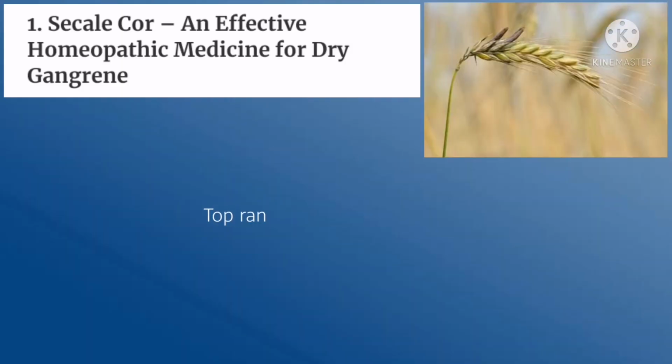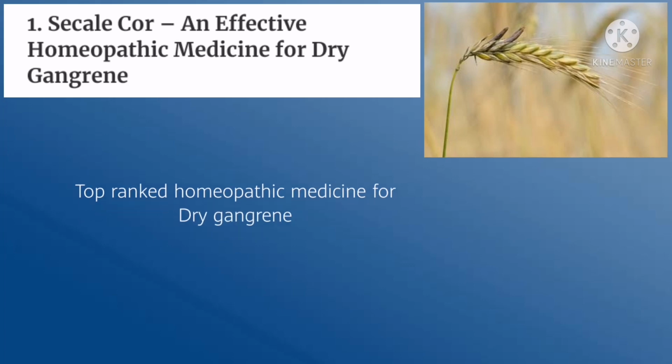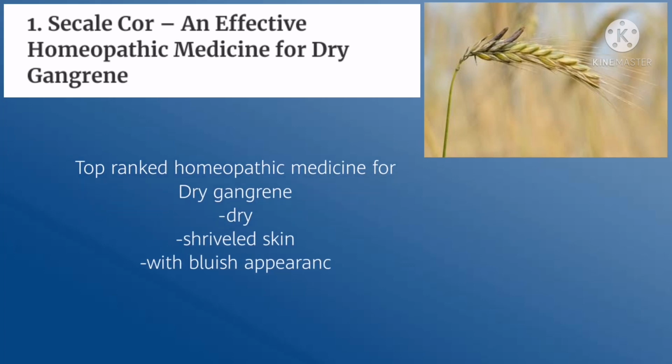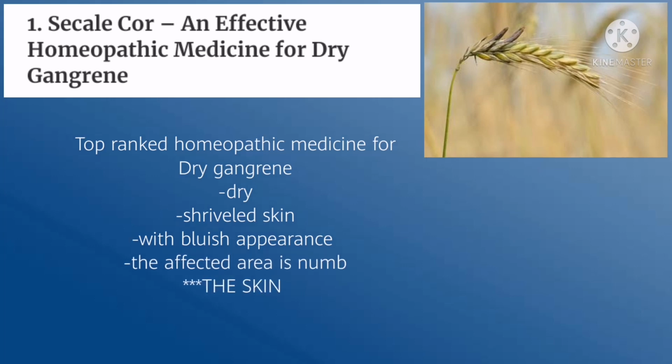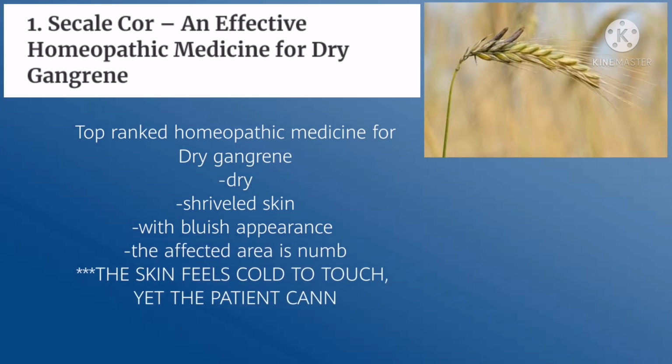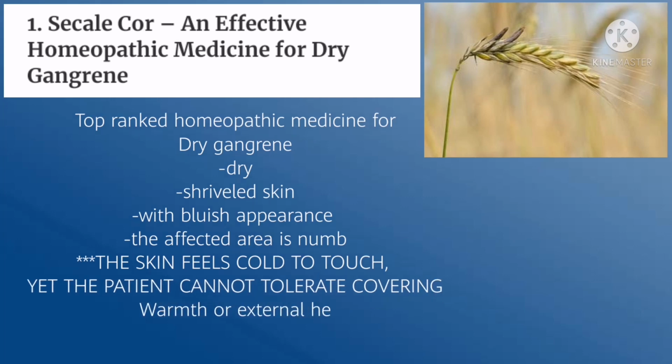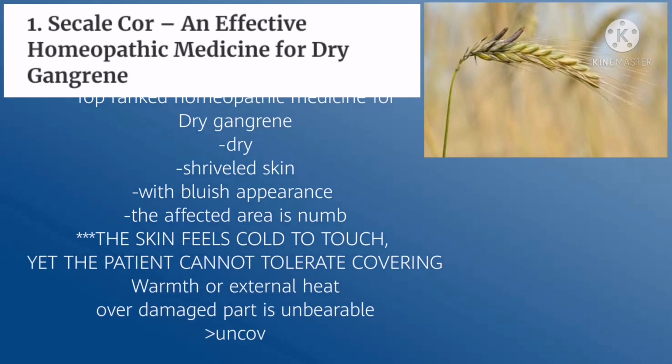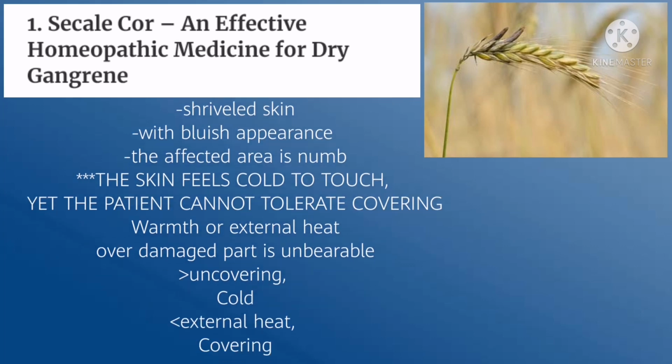Secale cornutum is a top-ranked homeopathic remedy for gangrene which is dry, shrunken and with a bluish appearance, where the affected area is numb. The key point is the skin feels cold to touch, yet the patient cannot tolerate covering. If touched, he feels icy cold. In spite of feeling coldness, warmth or external heat over the damaged part is unbearable. Covering of the affected area is intolerable. It is ameliorated by uncovering and cold, and aggravated by external heat and covering. Although the skin is cold externally, internally a burning sensation is felt.